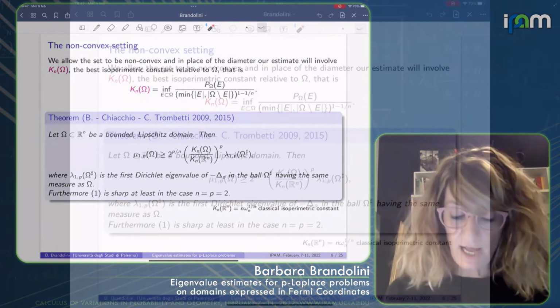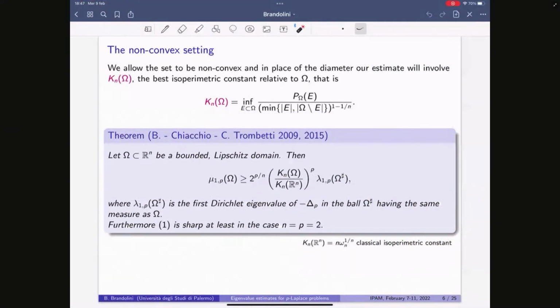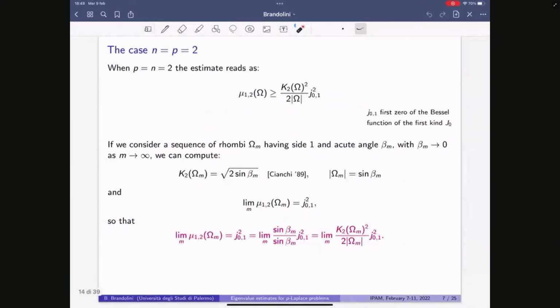Moreover, this inequality is sharp, at least if we are in the linear case and in the planar case. Indeed, if n and p are both equal to 2, then our estimate can be explicitly written in this way, where here we recognize the first zero, j01, of the Bessel function of the first kind J0, because as everyone knows, the first eigenvalue of the Dirichlet Laplacian in a ball is written as the ratio between j01 square and the radius of the ball to the power 2.